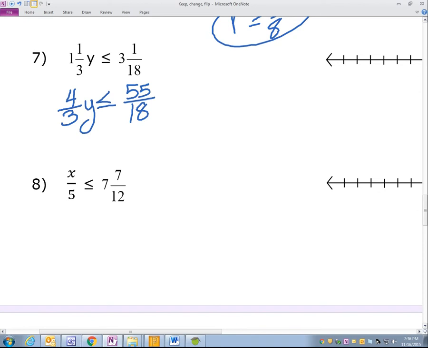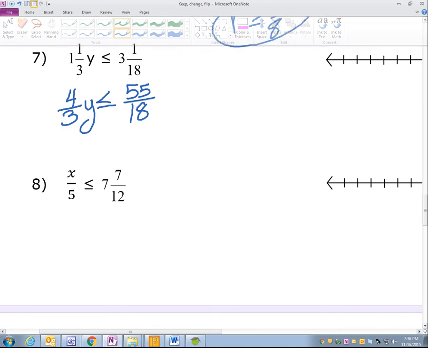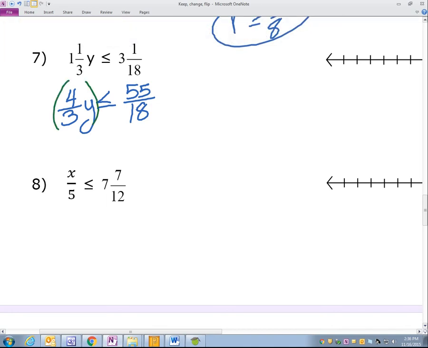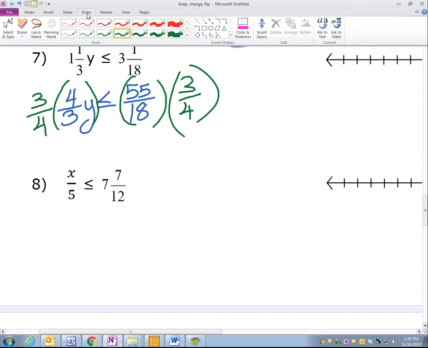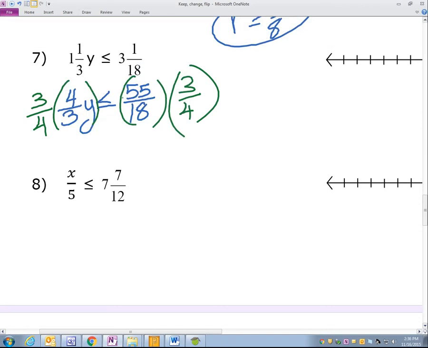Now, I can't divide fractions. It won't come out right if you just divide them. Instead, what we have to do is multiply by the reciprocal. Yes, the inverse. The inverse is dividing. The reciprocal is flip the numerator and denominator. So I'm going to multiply this by 3/4. Now, I can do some simplification here. Y is less than or equal to 55 over 18 multiplied by 3/4.